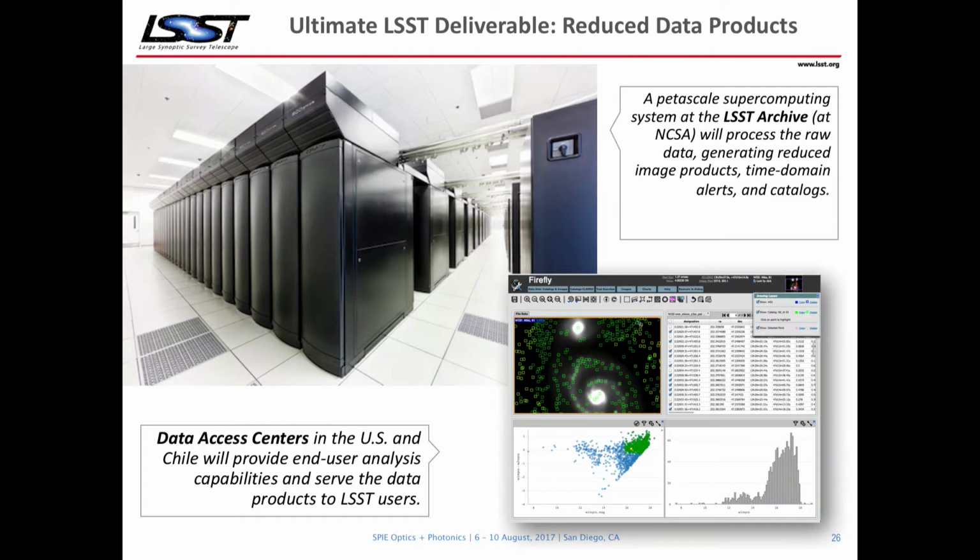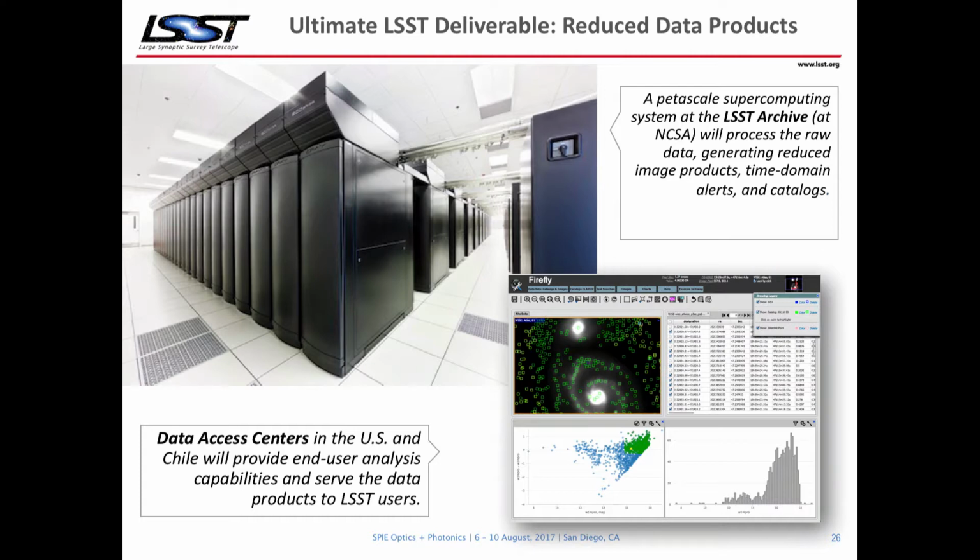The ultimate LSST deliverable, of course, is these reduced data products. So for that, we have a petascale supercomputing facility at the LSST archive in Illinois. But we also have to develop what we call data access centers so that astronomers and scientists both in the US and elsewhere in the world can actually do something useful with the data. The problem at this scale is not so much storing the data or processing the images. The problem is finding anything in the catalogs.